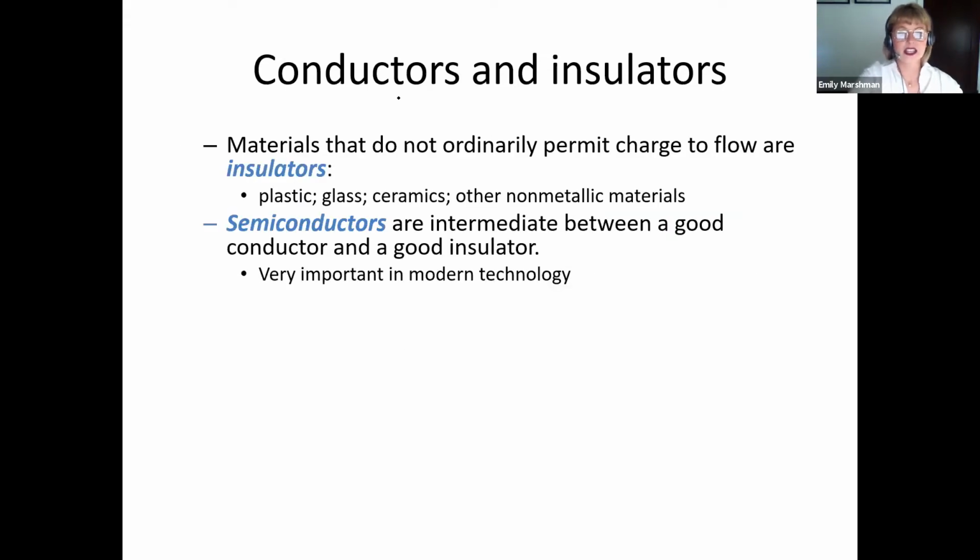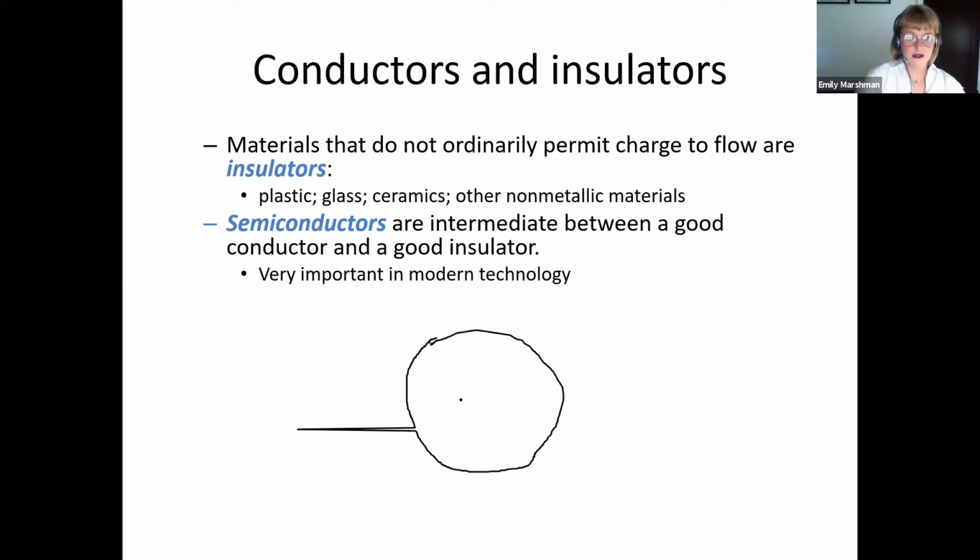On the other hand, insulators are materials that do not allow charge to flow very easily. Things like plastic, glass, ceramics, wood. So if I have an insulating sphere, let's say it's plastic. It's electrically neutral, has the same number of protons and electrons on it, so it's electrically neutral at first. And then let's suppose I place 4 extra electrons on it.